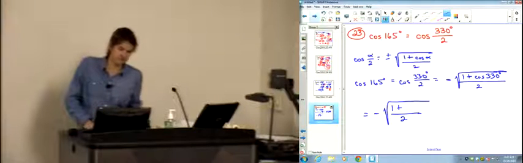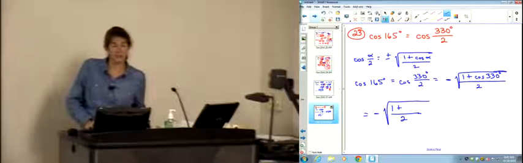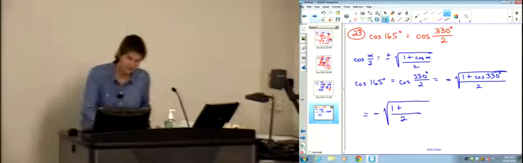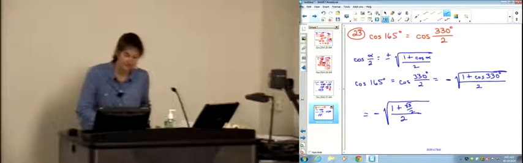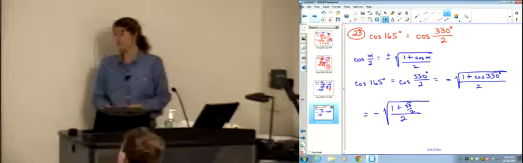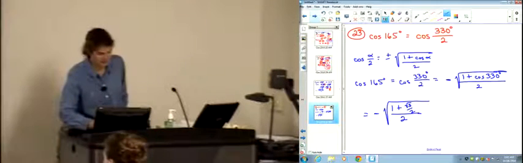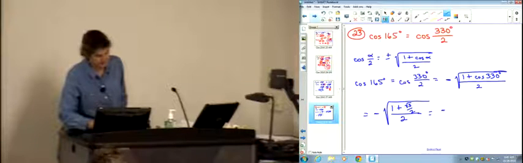11 pi 6. Okay, 11 pi 6 is another name for the angle, but what's the cosine of the angle? Square root of 3 over 2. Good. So 330 degrees is a known angle off of our unit circle. Okay. So we have negative.